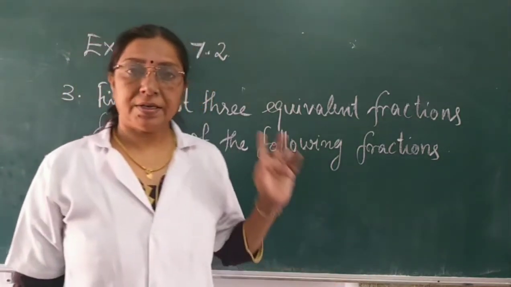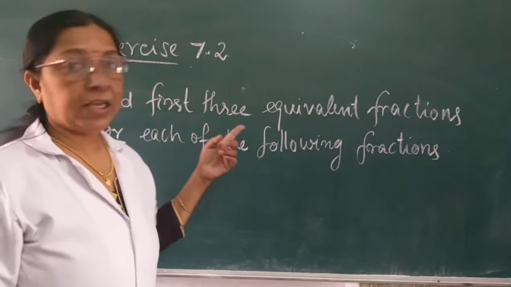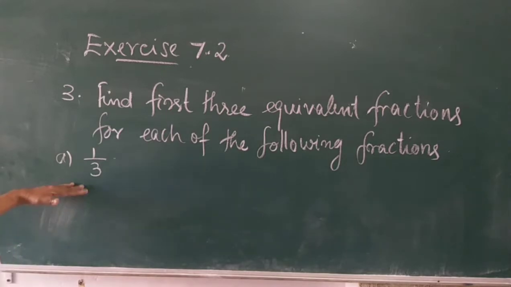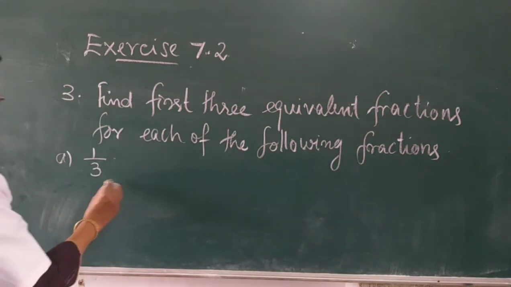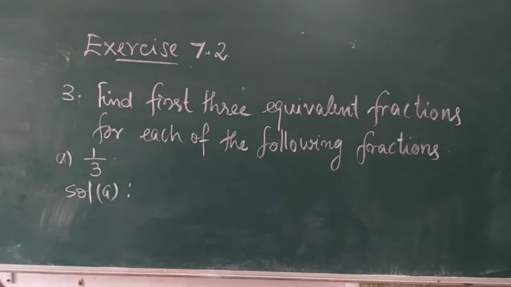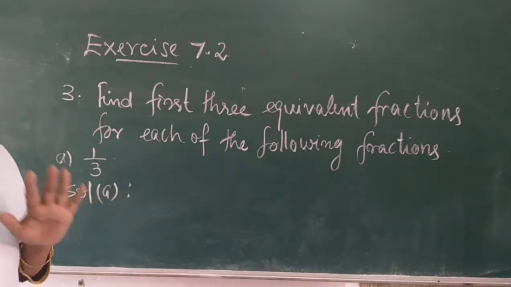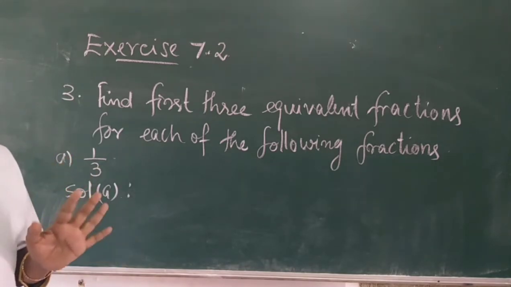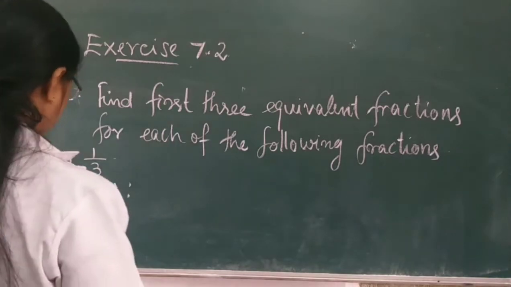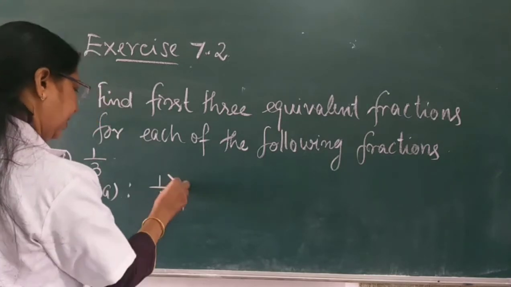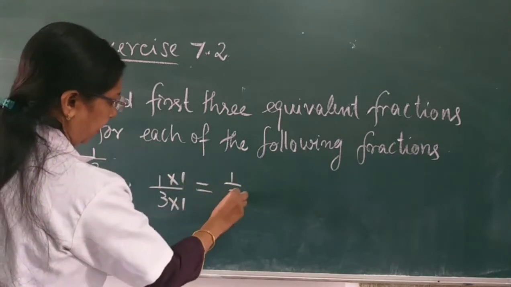Okay children, next third question. Find the first 3 equivalent fractions for each of the following fractions. First question, 1 by 3. To get the first equivalent fraction, we multiply both numerator and denominator by 1. To get the second one, multiply by 2. To get the third one, multiply by 3. That is the procedure. First one, multiply by 1. Actually, we get the same fraction, 1 by 3.